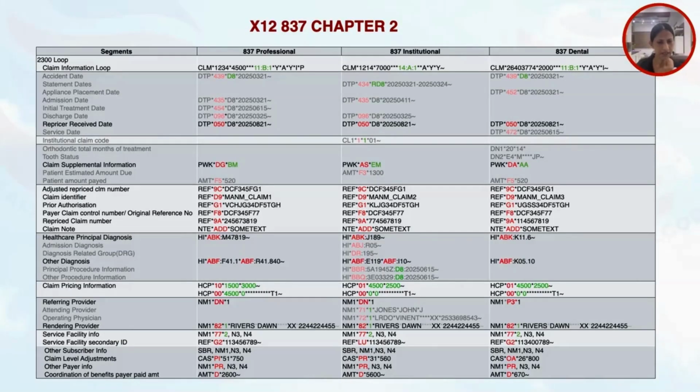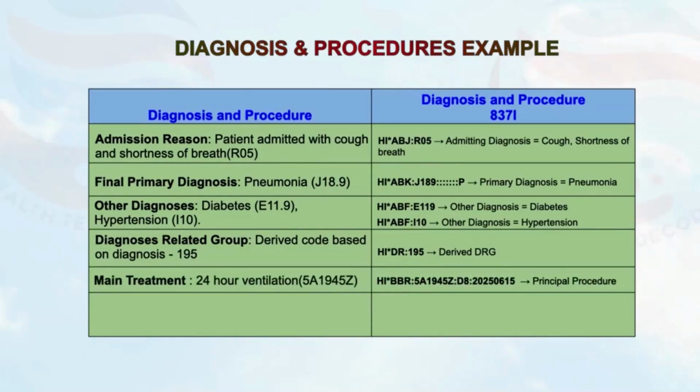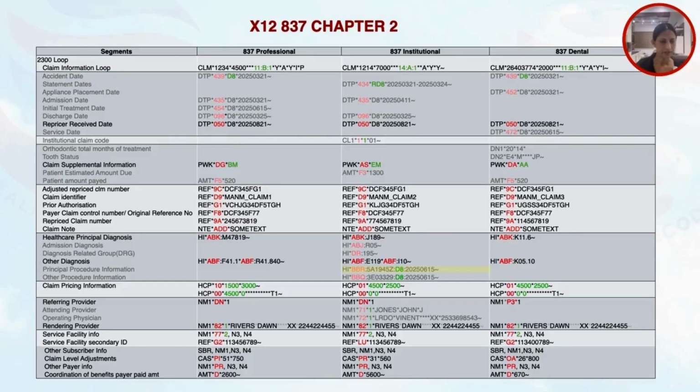Now for the institutional claims, the principal procedure or other procedures performed during the inpatient stay are also mentioned in 837 institutional files. In this example, the severe pneumonia patient was put on a 24-hour ventilator, for example. In that case, the principal procedure code 5A19450 stands for 24-hour ventilation. That was done on 2025-0615. You see the segment is populated like HI*BBR, then the principal procedure code for 24-hour ventilation, then D8 is for date, and then the date of this principal procedure.